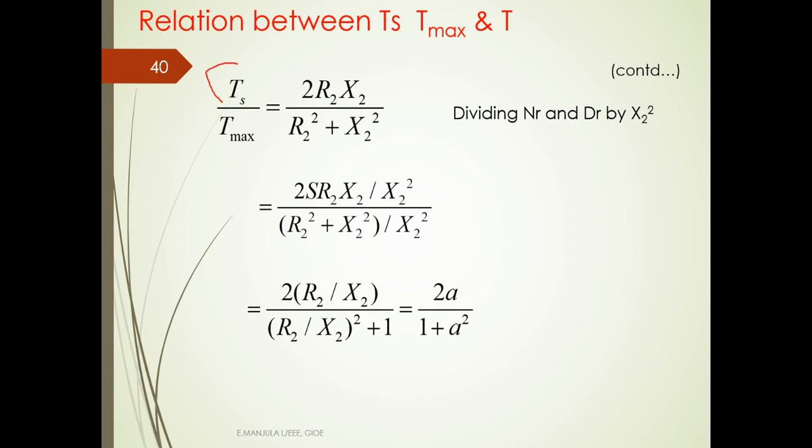So this is for any slip and maximum torque. Now for starting torque, that is S equal to 1, the slip will be equal to 1. So here Ts by T maximum is equal to 2A by 1 plus A square. We know this equation, we have already seen it.